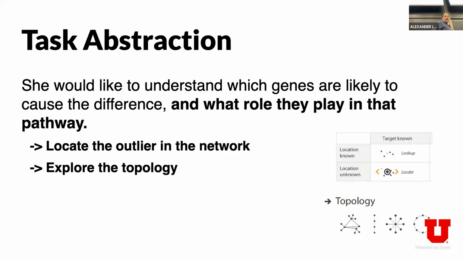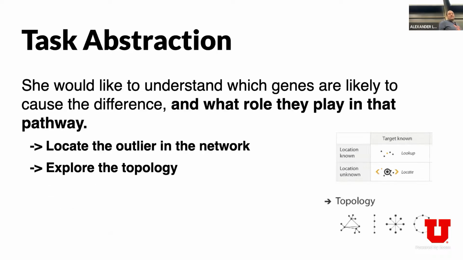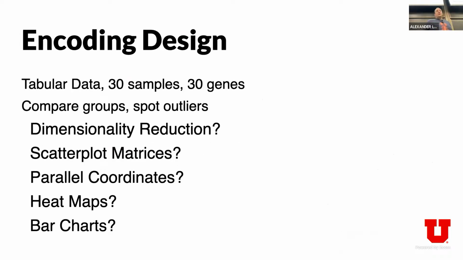If you look at this a little bit more closely, she would like to understand which genes are likely to cause the difference and what role they play in that pathway. This is like an outlier task in a network, right? So she wants to locate a particular node in a network by exploring the topology. And now we have the tasks summarized here together, and now we can think about the encoding design.